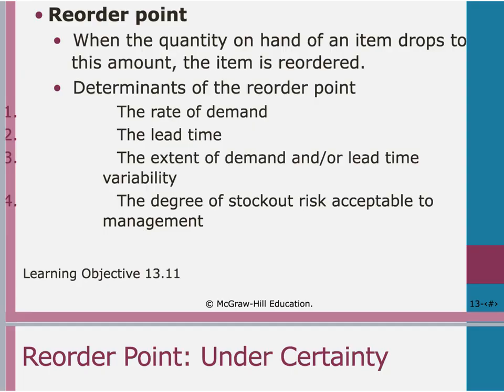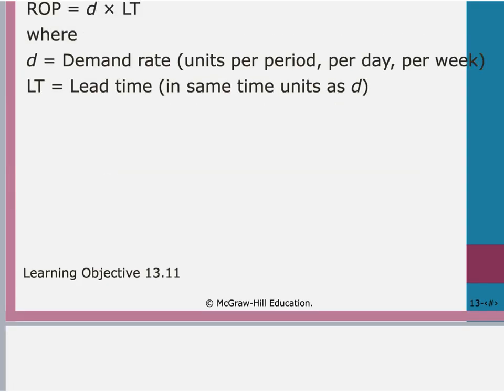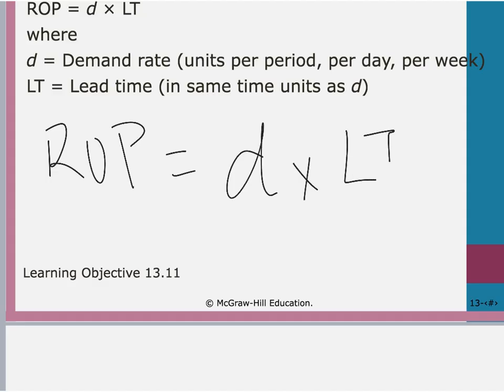depend on the rate of the demand, the lead time, meaning how long it takes for you to get your items, the extent of the demand or lead time variability, and the degree of stock out risk that's acceptable. Basically, your reorder point is equal to your demand rate times your lead time in days. And this is your reorder point without safety stock.